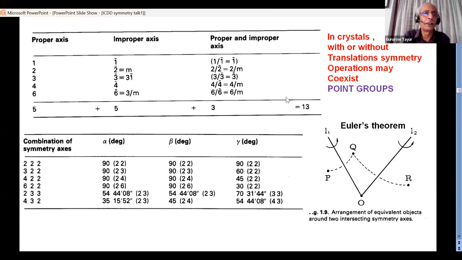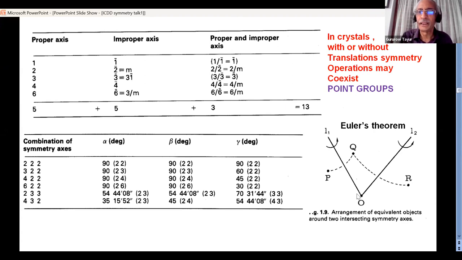We have 13 point groups where there is a single axis operation. We have 1, 2, 3, 4, and 6 only here. And then we have combined them with the improper axis by introducing an inversion center, for example. And therefore, the 13 which we see here are associated with one rotation axis. But it is not necessary that we restrict to one rotation axis because we are in three-dimensional space. So when we are in three-dimensional space, we can have more than one axis intersecting at a point.